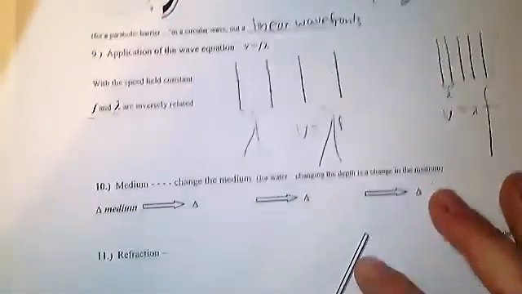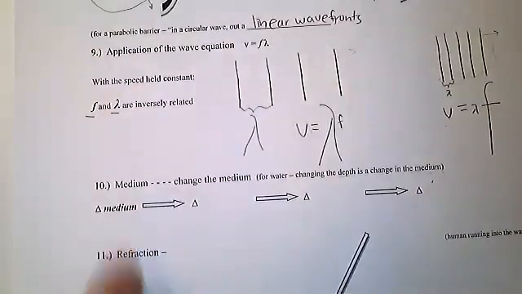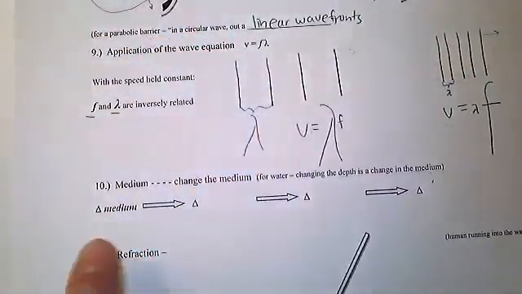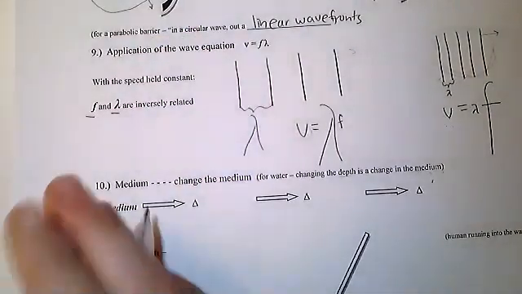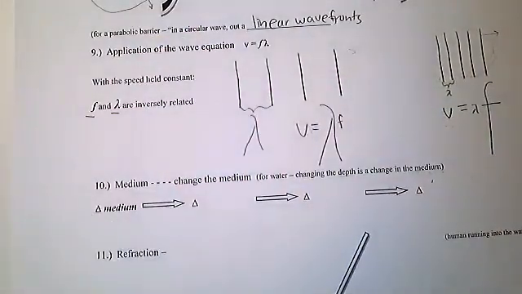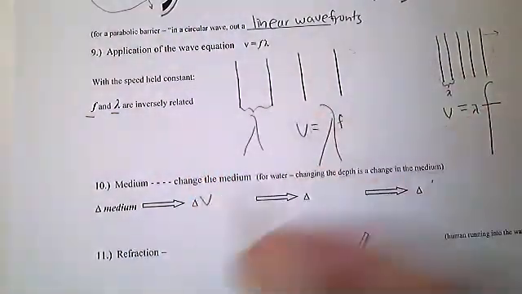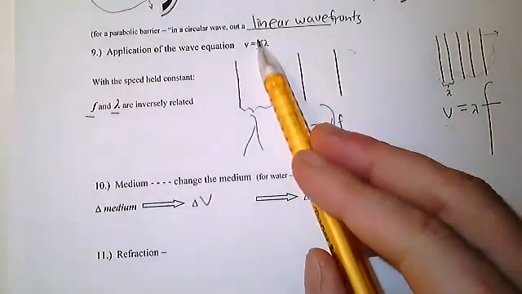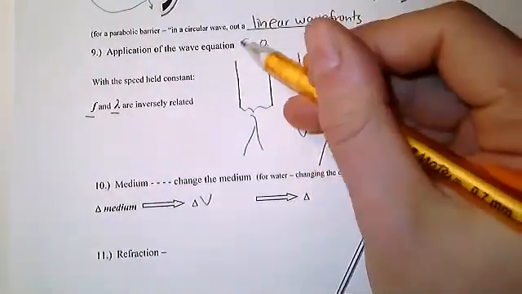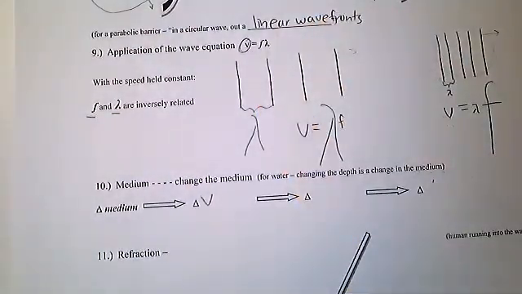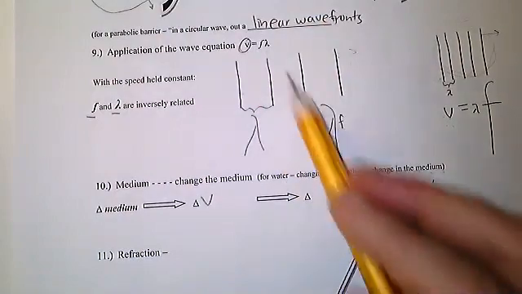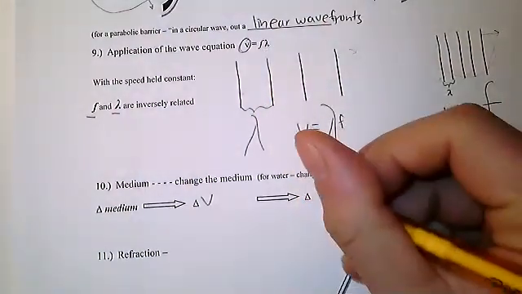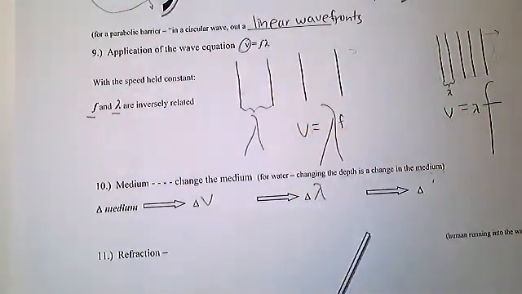So I keep saying that if we have the same medium, then we're going to have the same velocity. But now if we change the medium, or if we start deep and go a little shallower, that means we're going to change the speed or velocity of our waves. Now, based on my wave equation, if I change my velocity, I'm going to have to change either my frequency or my wavelength. So I can say I'm going to change my wavelength.